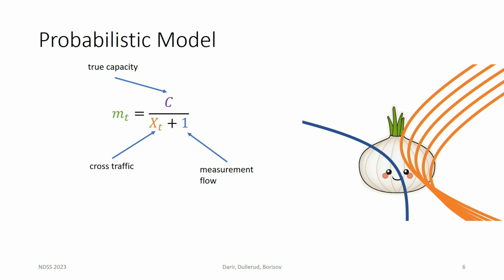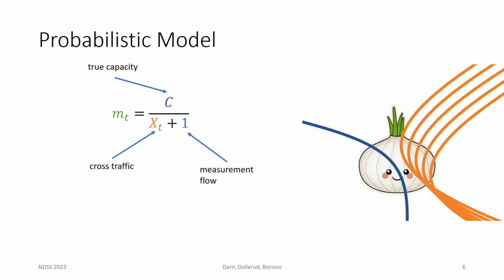So the really simple model is that there's a number of flows that go through a relay. There's our one measurement flow, and then there's a bunch of cross-traffic flows that belong to other users. We'll represent the cross-traffic by a random variable, which we'll call x sub t, where the t subscript represents time, so that we can evolve this over time. And then we make the simplifying assumption that the true capacity of the relay is divided equally across all these flows.